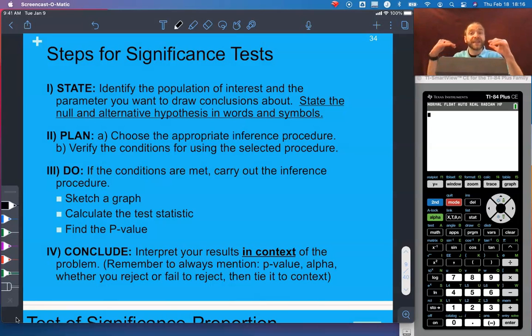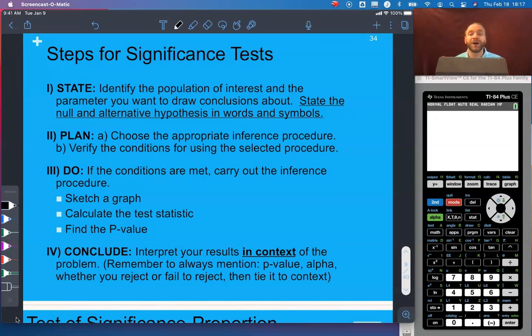You're going to do state, plan, do, conclude. Now notice state, there's going to be null and alternative hypotheses in words and symbols. We'll address that. Plan, you have to name the inference procedure. Just like you had to name it for confidence intervals, you have to name it for significance tests as well. And you need to verify conditions are met. I wonder what those conditions are. Could they be related to what we did with confidence intervals?